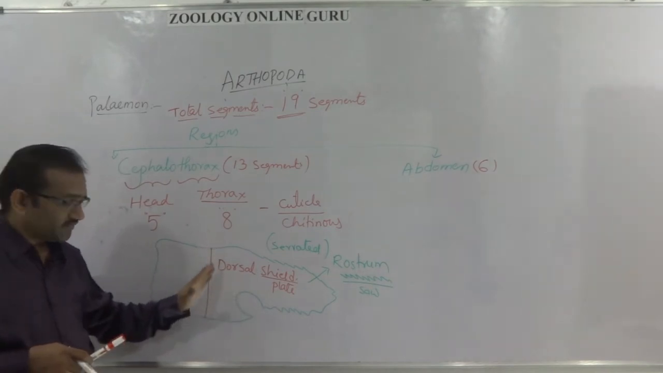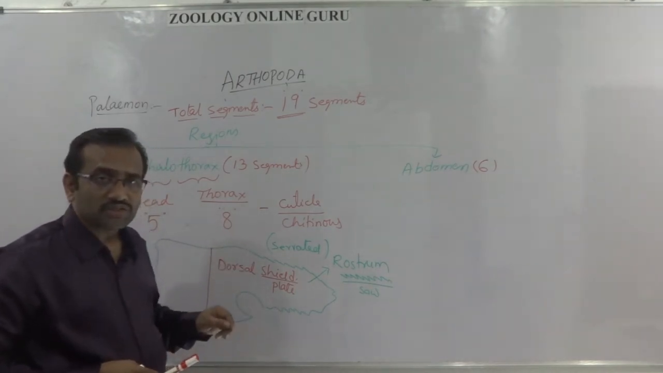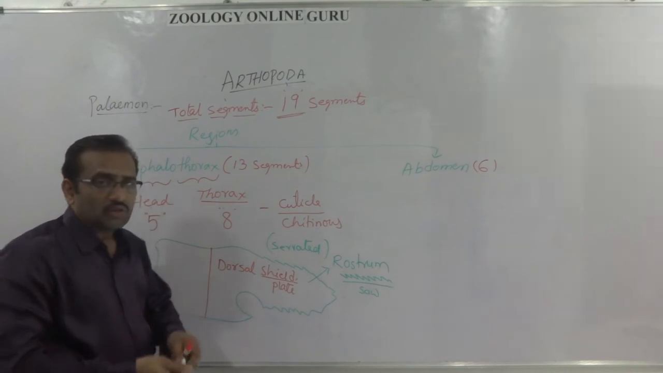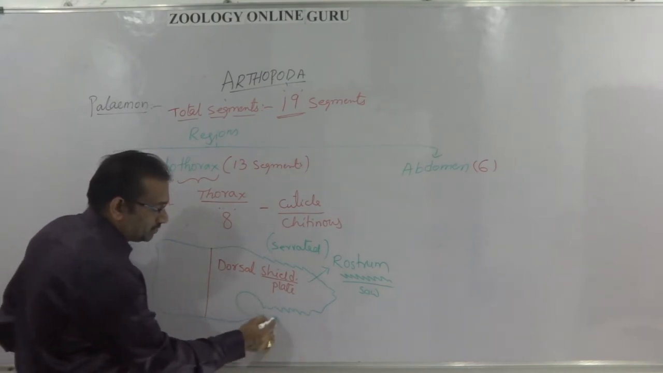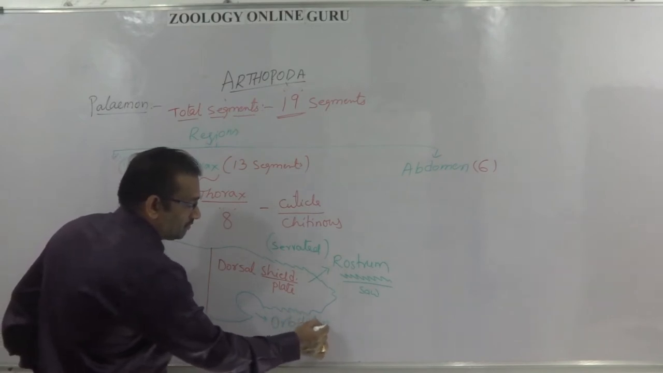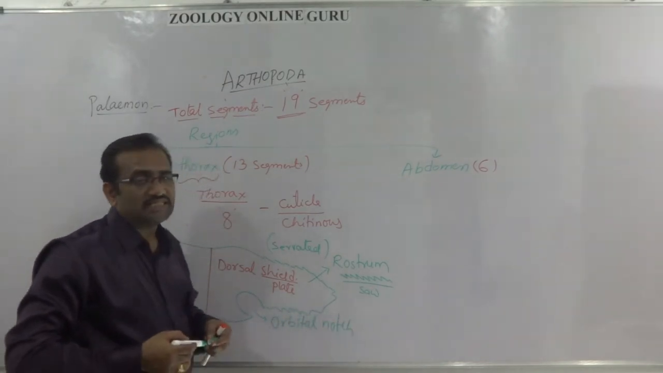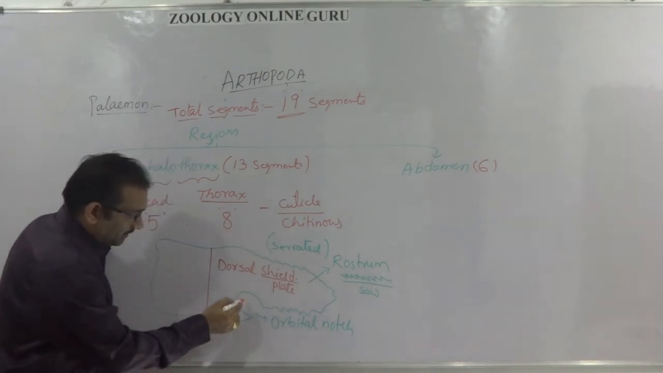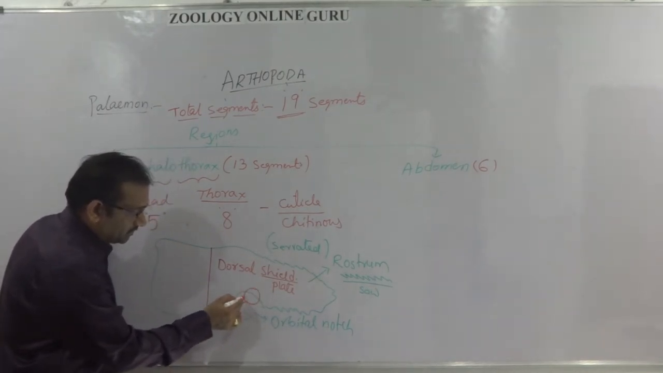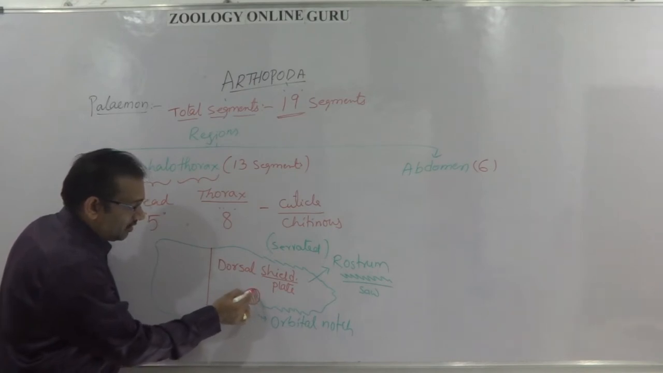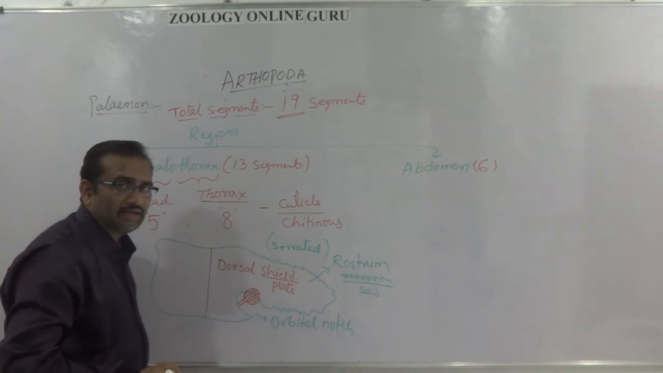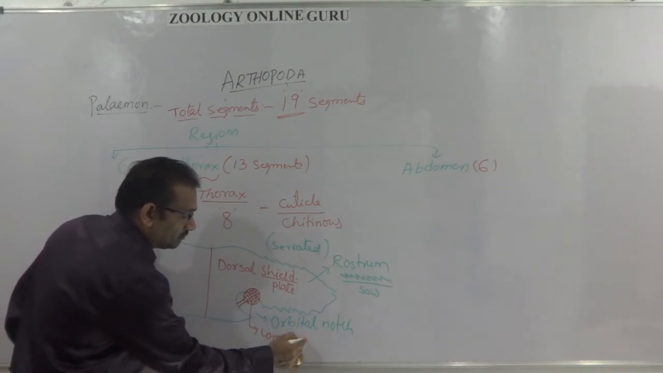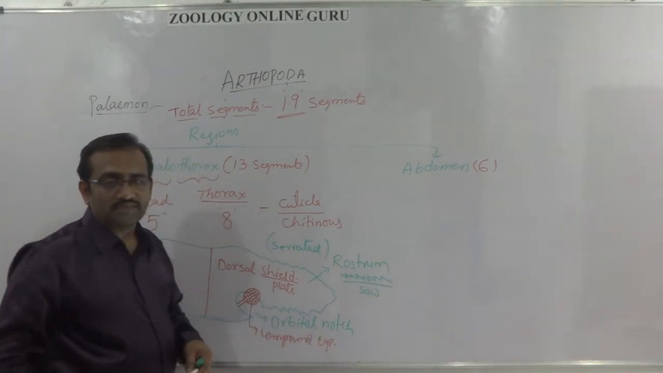Coming to the cephalothorax, the anterior part is called dorsal shield or dorsal plate, and this dorsal plate contains a notch called the orbital notch. This orbital notch accommodates a compound eye on both sides, left side and right side. This is called the compound eye.